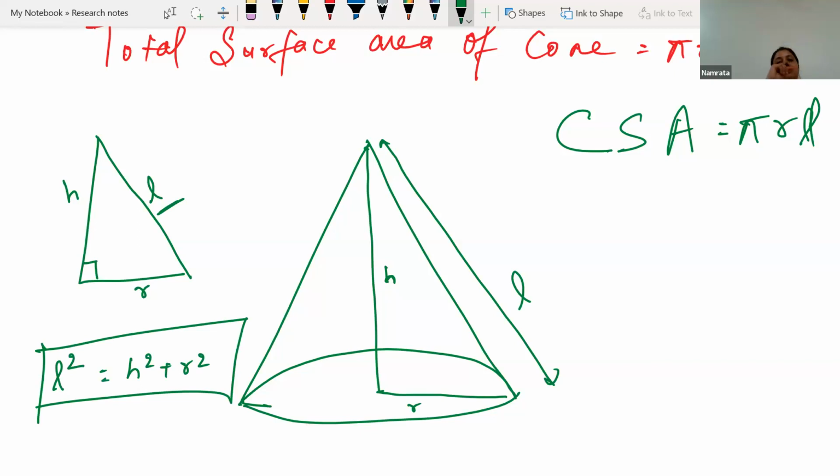Okay. So this is the formula for the curved surface area of the cone, where L is not the height. L is the slant height. R is the radius. If the slant height is not given, but the height is given, then we can easily use the Pythagoras theorem to find the slant height. Got it?